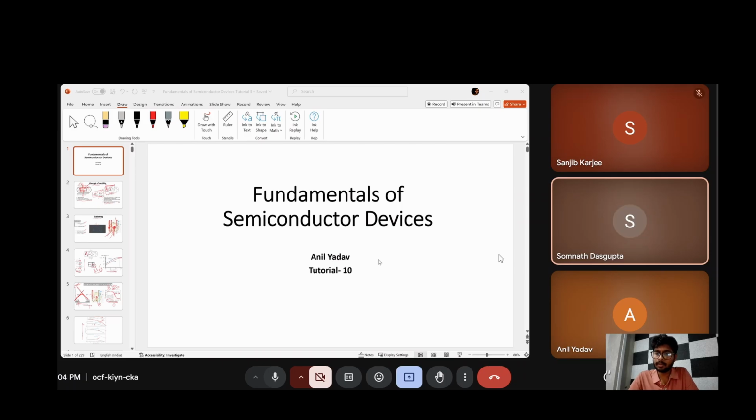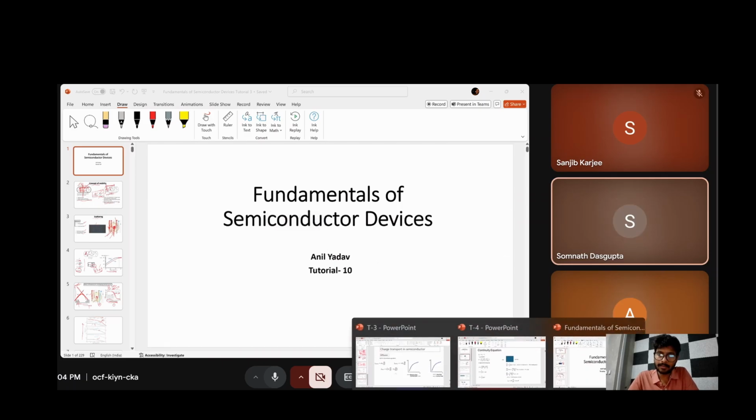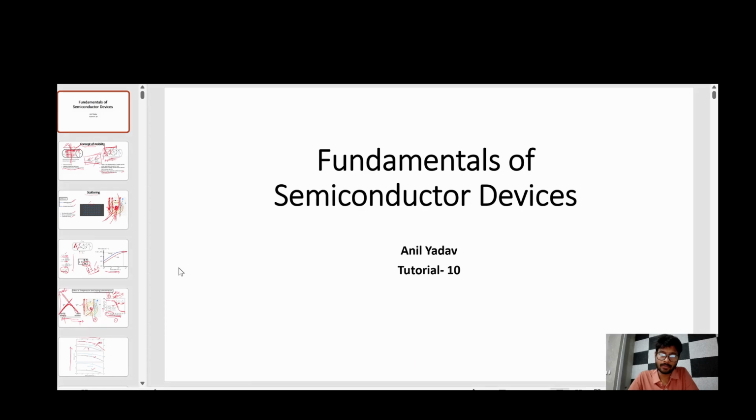Hello, yes, Somnath, sir. Please start. Actually, my mic is not connected, sir. My mic is not connected still, but now it is available, sir. Okay, you had some doubts. Can you ask now, or can we start?